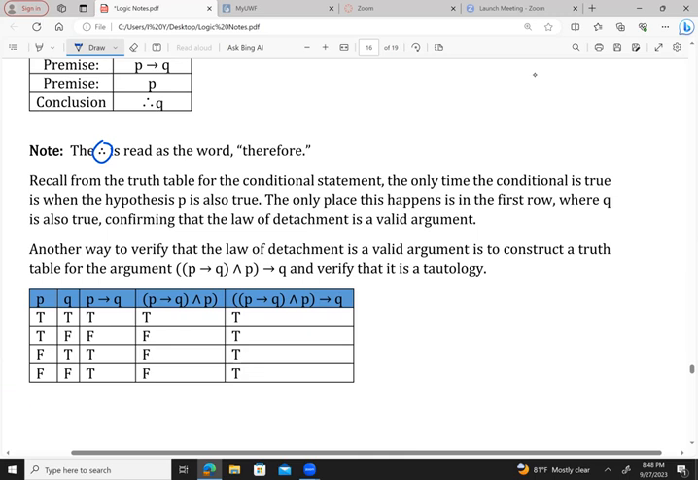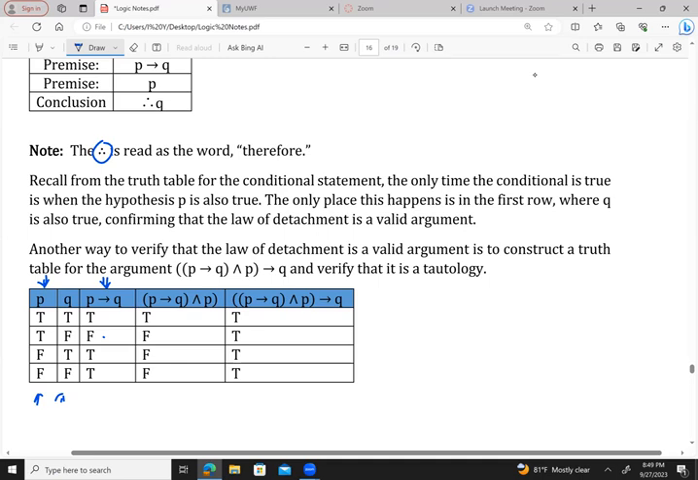So we have our P's, we have our Q's. We have our if P then Q statement, which is only false when P is true and Q is false. Then we have our if P then Q and P statement, which is only true when if P then Q is true and P is true, which is the top one. Then we have if P then Q and P, then Q.